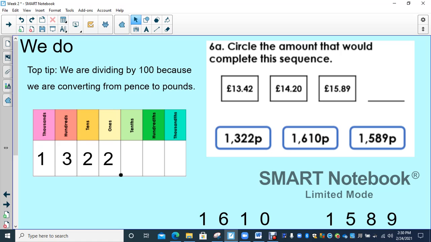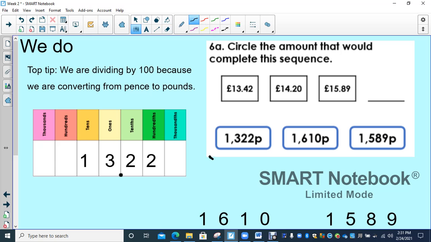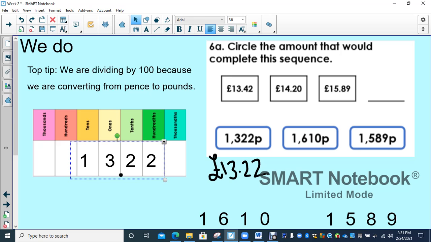Now when I am dividing, I need to move my numbers to the right on a place value chart, and because I'm dividing by 100, I am moving 2 places to the right. So I'm moving 2 columns. I've got 1 column to the right, and because I'm dividing by 100, another column to the right. So now what amount has been given here? I've been given £13.22. Okay, let's delete that one.